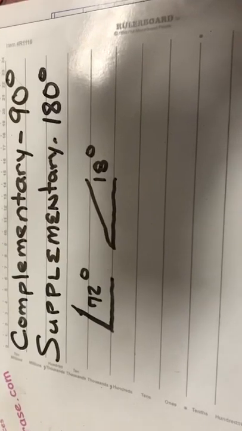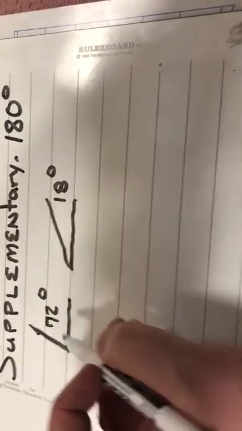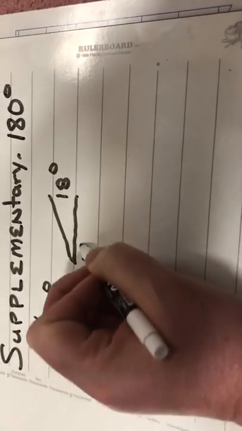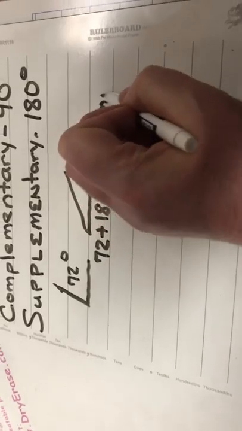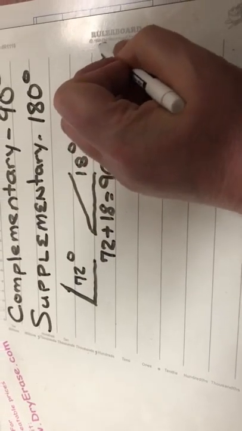To figure out whether they're supplementary, complementary, or neither, I simply add them together. So I would add the 72 to the 18. If I do 72 plus 18, I'm going to find that that equals 90, which means those two angles are complementary.